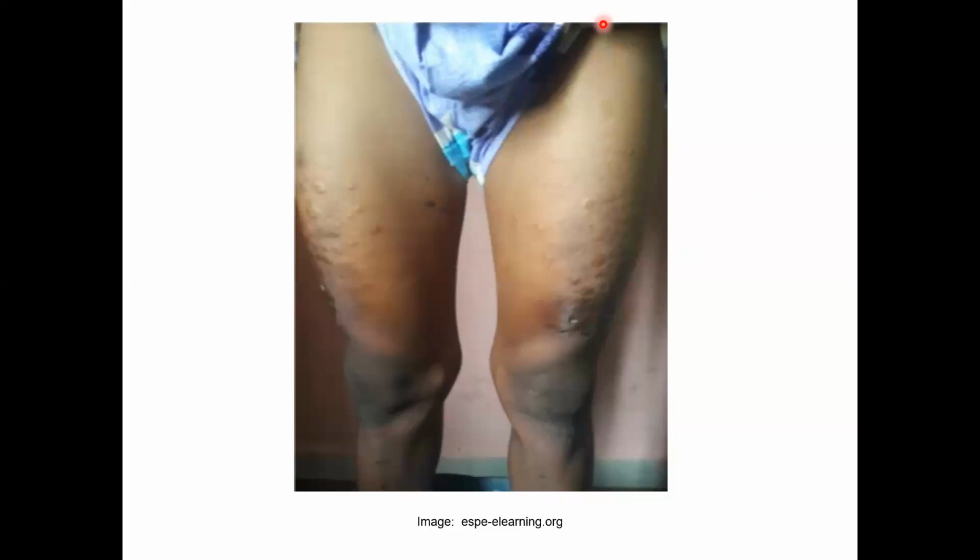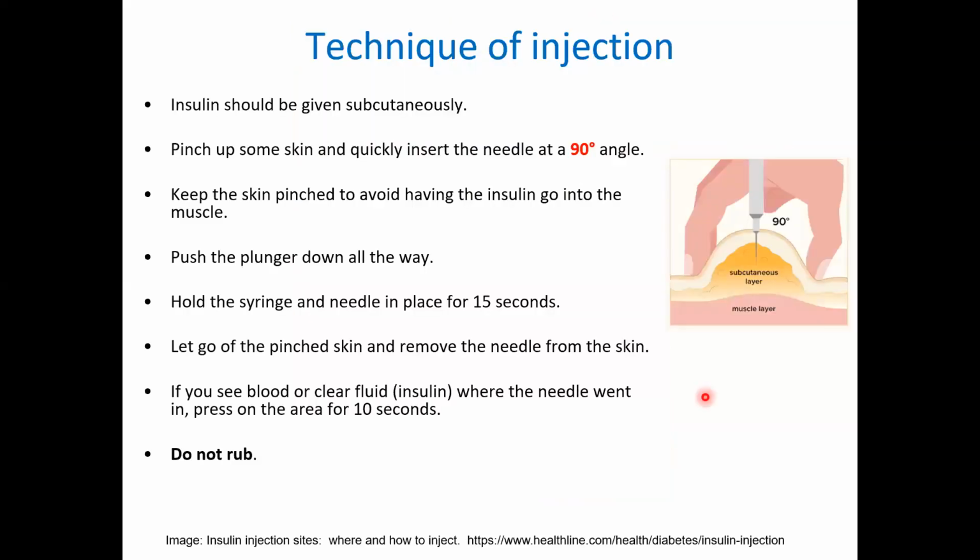So we can just look at the technique of injection. The insulin should be given subcutaneously. And usually when you're giving, it's recommended that you pinch up some skin and quickly insert the needle at a 90 degrees angle. That is one of the reasons we're recommending the short needles, because it allows you to give the insulin safely into the subcutaneous tissue at a 90 degrees angle. Then the skin should remain pinched, okay, to avoid the insulin going into the muscle. And then the plunger is pushed down all the way.